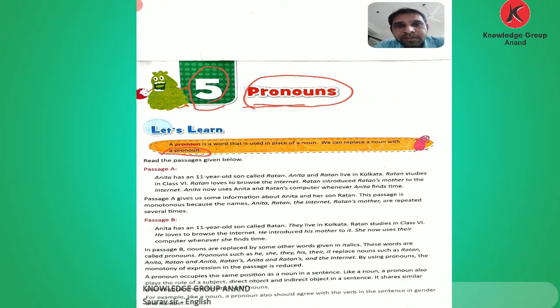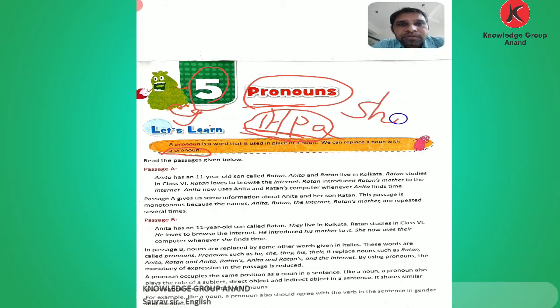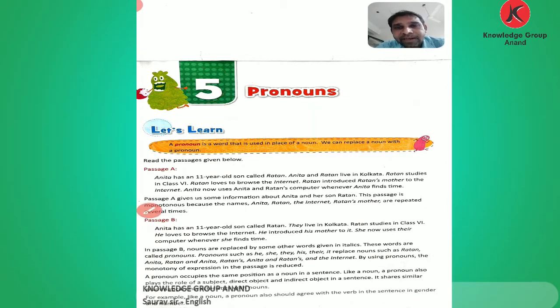Here is given an example, the name Alpa. Alpa is the name of a girl. So we can replace the noun, the name Alpa. We use "she" when we start the sentence. So we replace the noun with what? With a pronoun. That is the title. Okay, let's see the example given here.